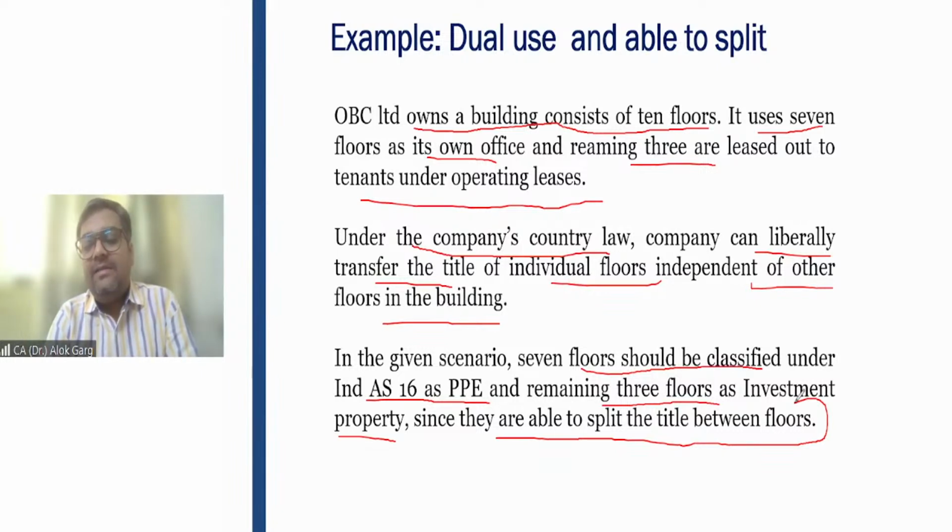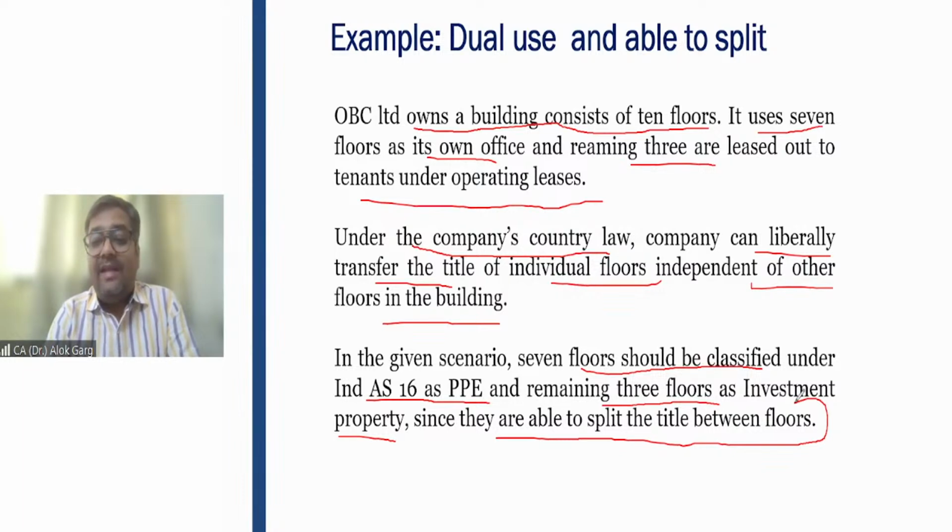In that case, if the question says that out of 3 floors, 2 floors pertain to business and 1 floor pertains to rental, or like in this case 7 floors pertain to business and 3 floors pertain to rental, you need to say that these floors cannot be sold independently, and hence the classification in the balance sheet should be as per the significant use of this building.